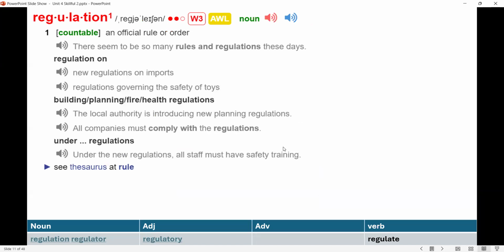Regulation. Regulation means rule, an official rule or order. There seem to be so many rules and regulations these days. You can use the preposition on with this word. You can say regulation on new regulations on imports, or building regulations, planning regulations, fire regulations, health regulations. You can say under the new regulations. Under the new regulations, all staff must have safety training.